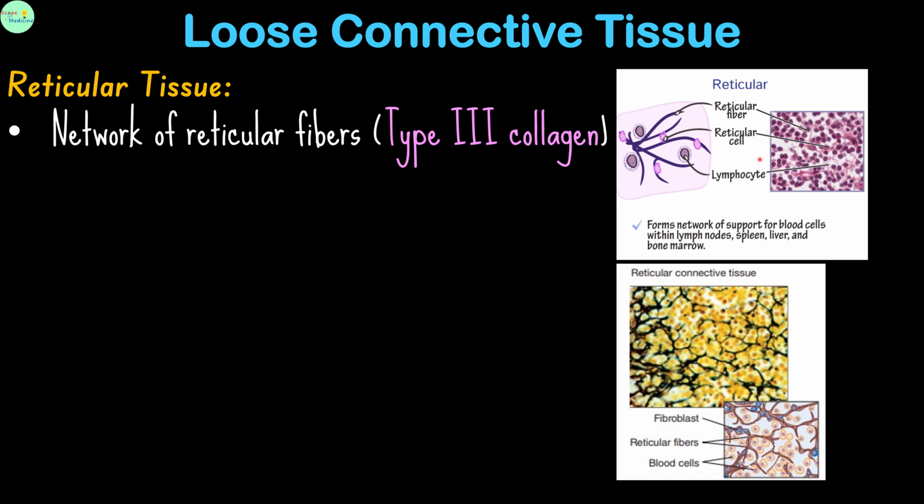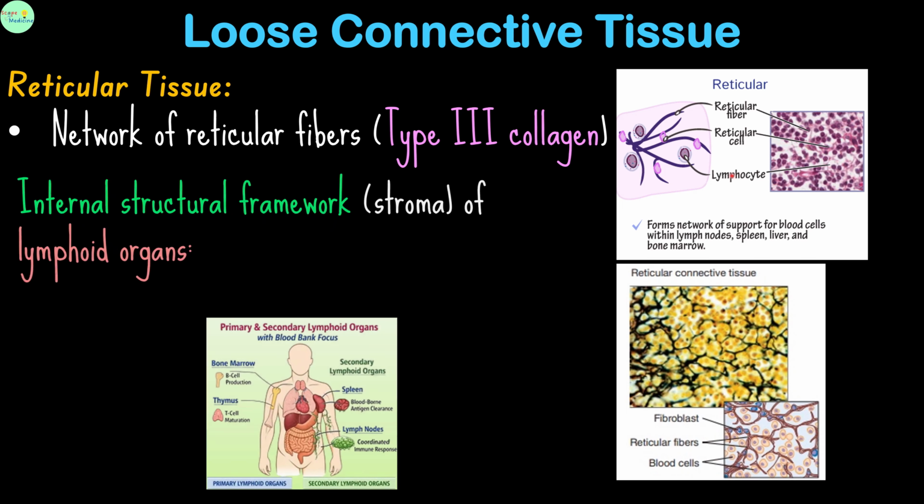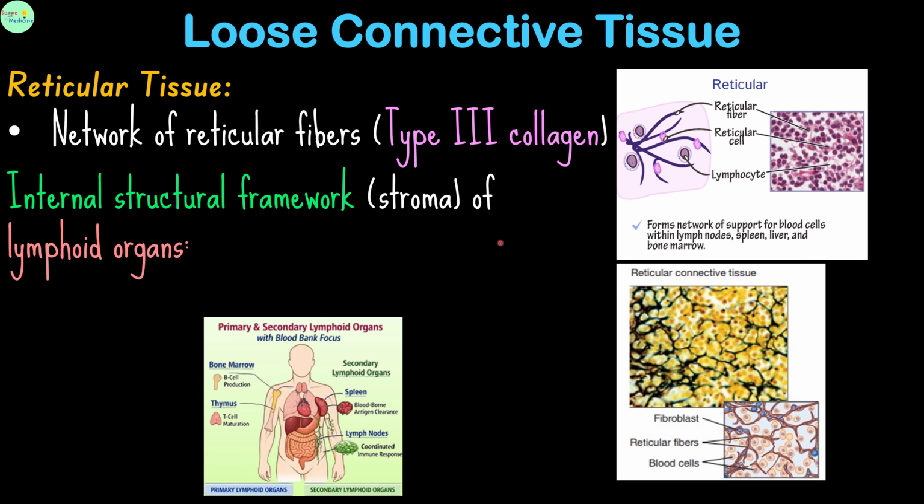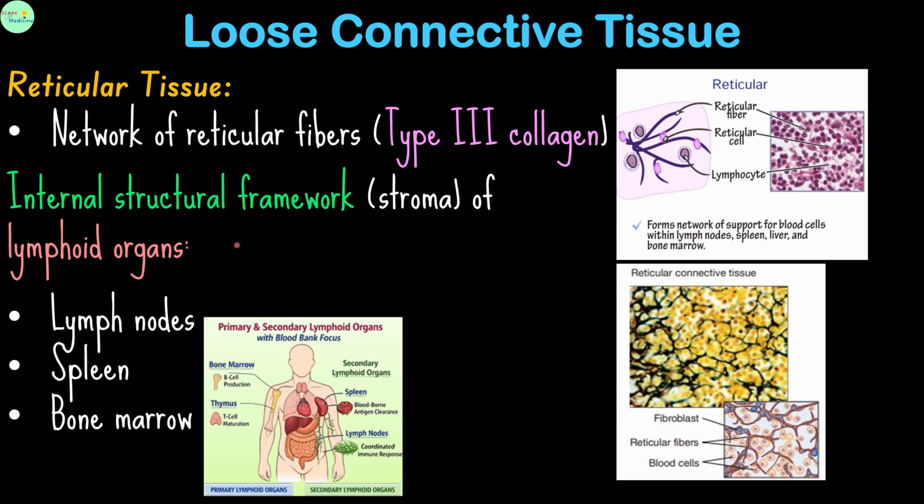reticular fibers, which are composed of type 3 collagen, and specialized reticular cells that are modified fibroblasts. This tissue forms the internal structural framework, also known as the stroma, of hematopoietic and lymphoid organs, such as lymph nodes, where it provides support for B and T lymphocytes, the spleen, where it creates compartments for red and white pulp, and bone marrow, where it supports hematopoietic stem cells and developing blood cells, as well as the liver, where it forms a scaffolding for hepatocytes and sinusoidal endothelial cells.